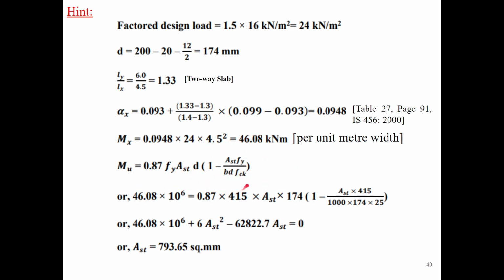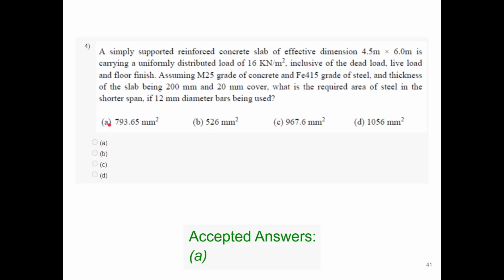So using derivation, we have found that Z is equal to D into 1 minus 1 minus AST Fy by BD FCK. Okay, so putting all the values, we get AST value as 793.65 square millimeter. So this is matching with option A. So A is the correct option.